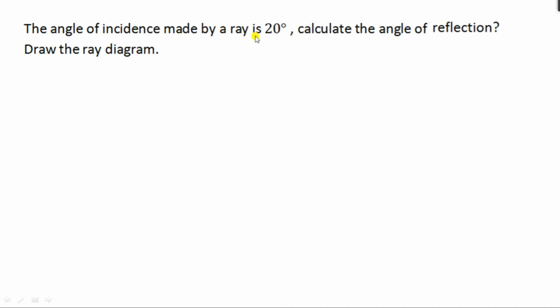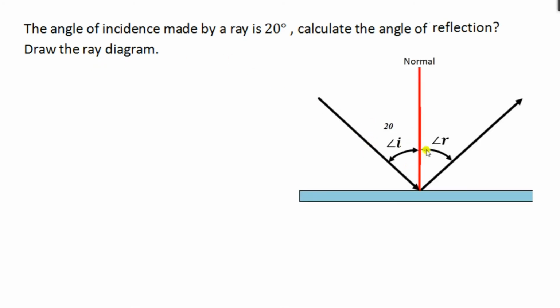So angle of incidence is 20 degree, and we have to calculate the angle of reflection, and we have to draw the diagram. So this is the diagram. Angle of incidence is 20 degrees. We have to find the angle of reflection, and angle of incidence is always with the normal, not with the reflecting surface. So out here given is angle of incidence is equal to 20 degree, angle of reflection we have to find.